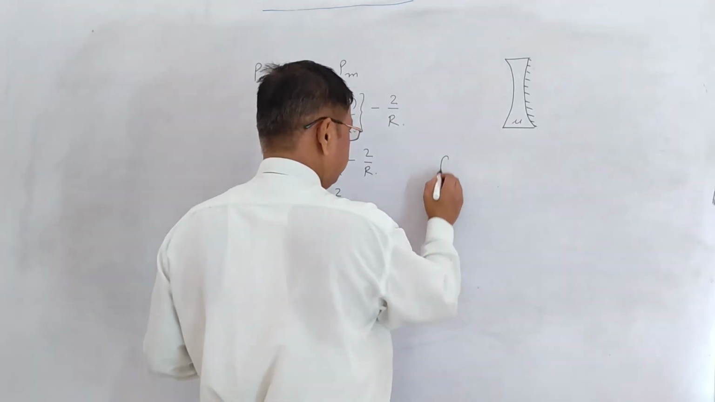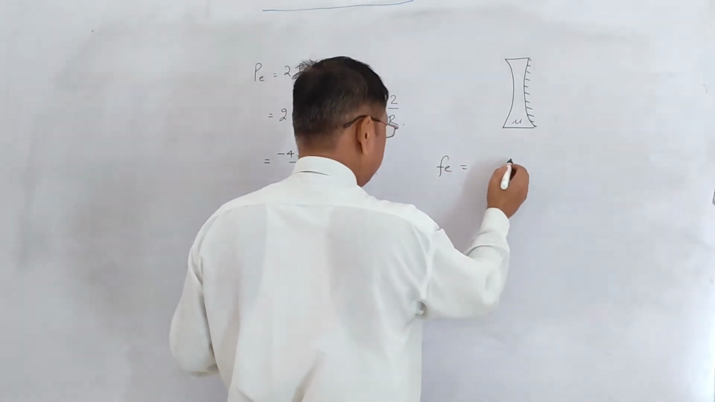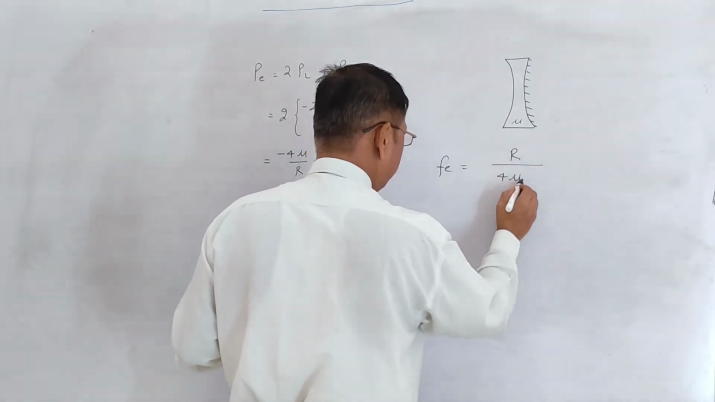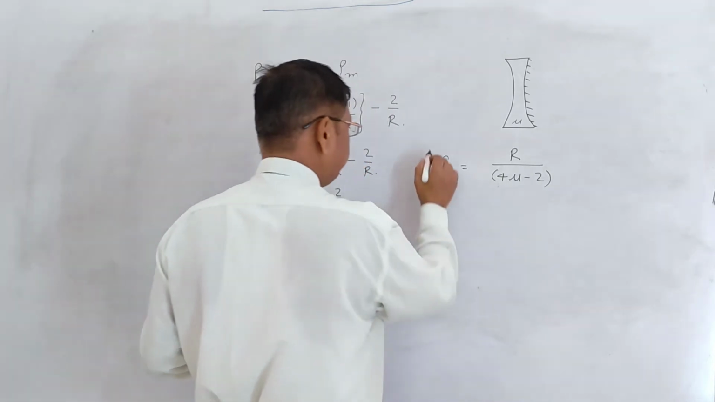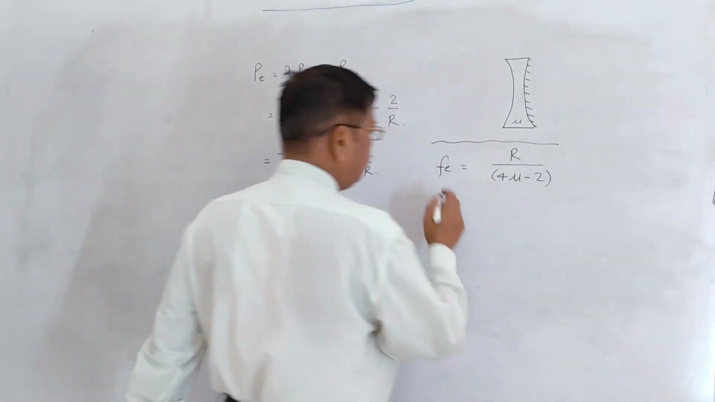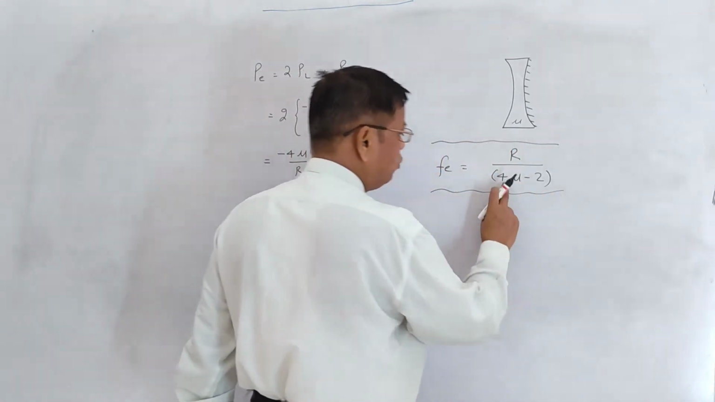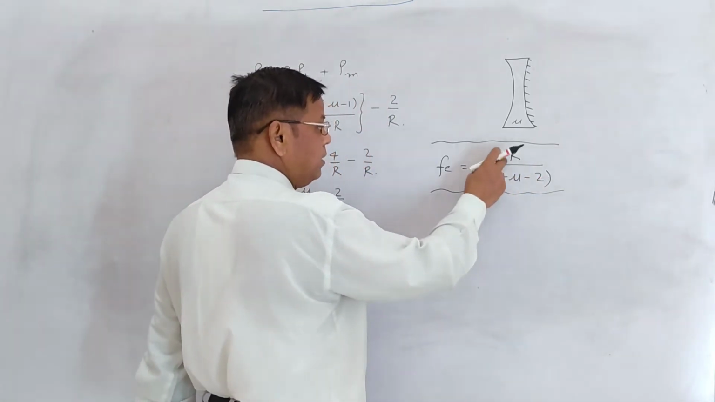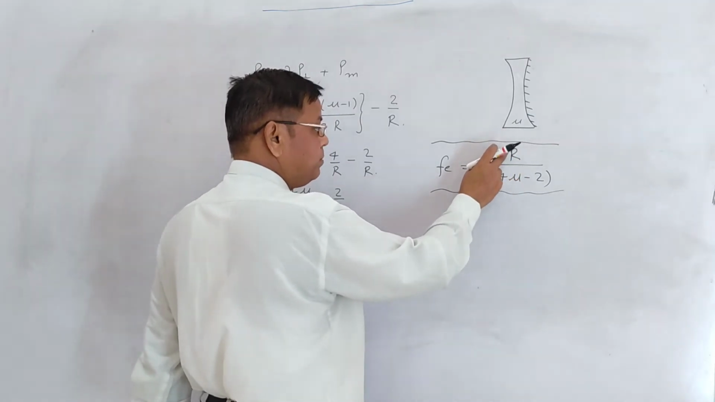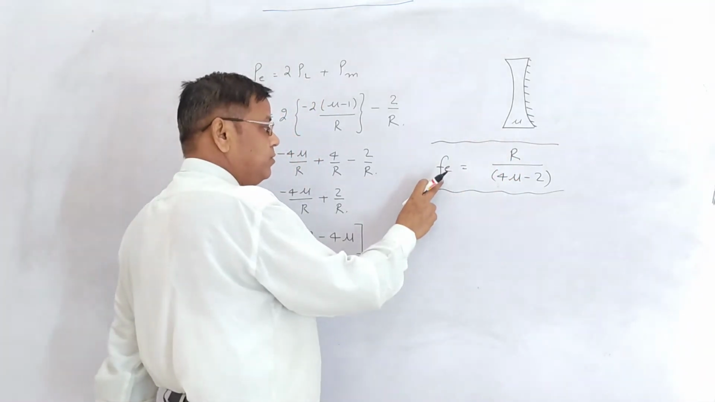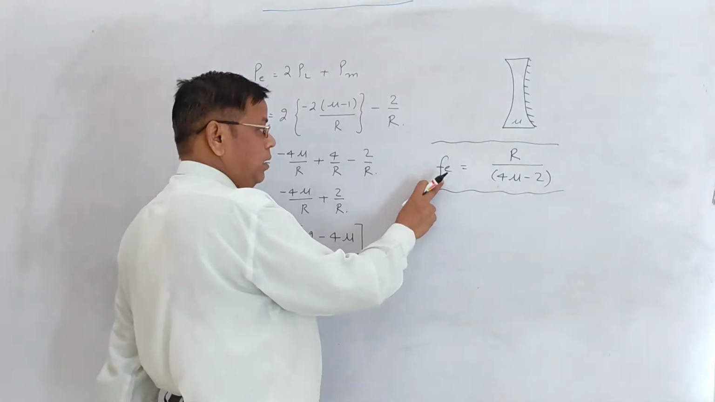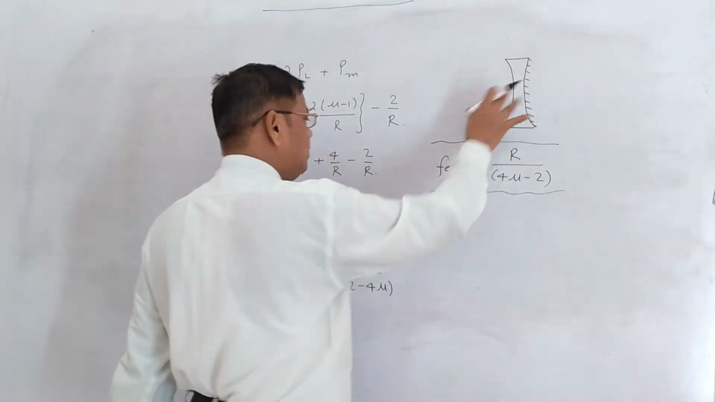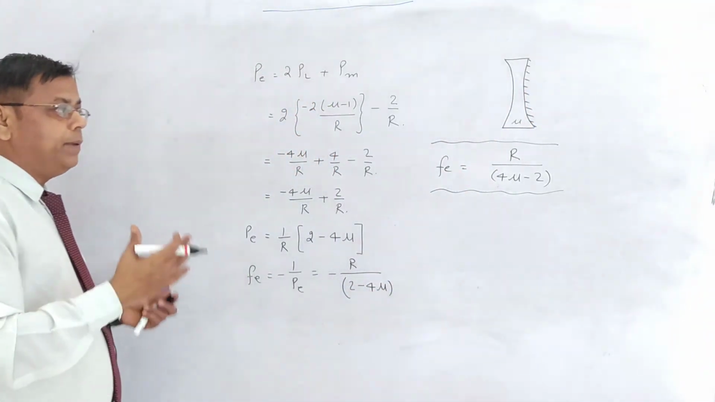I can write it like this also. R upon 4 mu minus 2. Now you know 4 mu is greater than 2, so this will always be positive, and here R's numerical value is to be kept because sign is already considered, so this is going to be positive. It means this behaves like a convex mirror. So this silver lens behaves like a convex mirror.